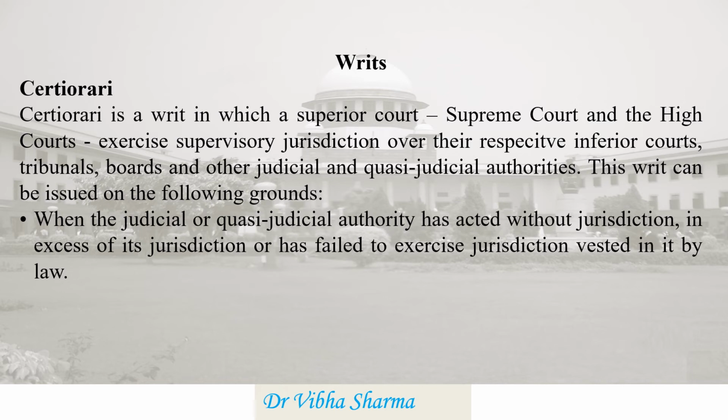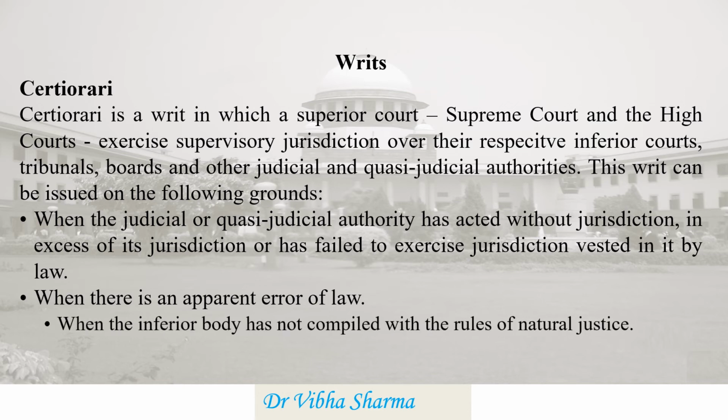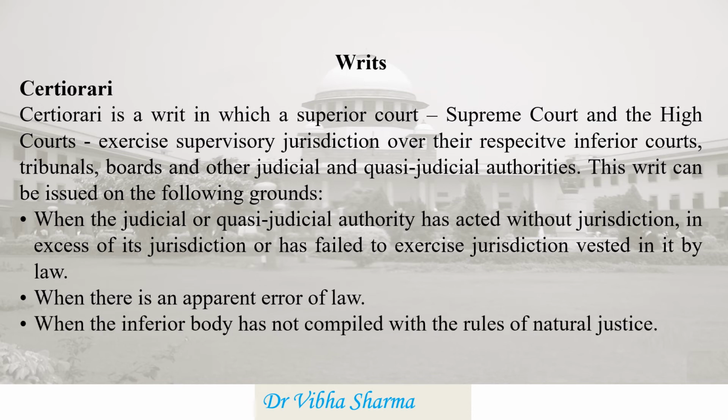This writ can be issued on the following grounds. The first one being when the judicial or the quasi-judicial authority has acted without jurisdiction or in excess of its jurisdiction, or has failed to exercise jurisdiction vested in it by law, or when there is an apparent error of law, or when the inferior body has not complied with the rules of natural justice.